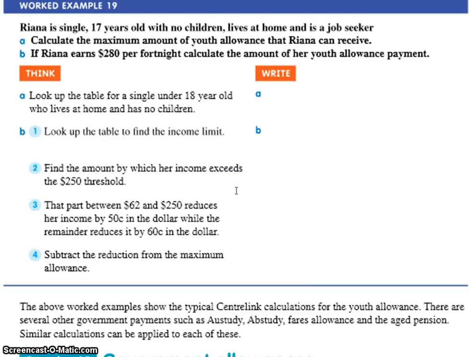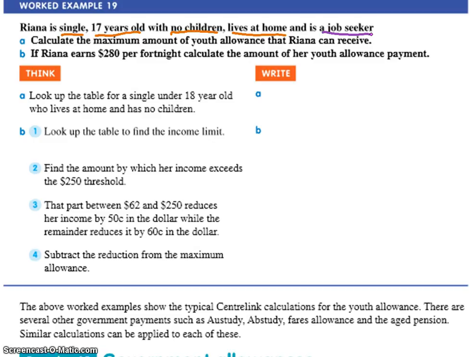In this particular example, we've got Rihanna, and same sort of deal. Now, she's still, or this one is single. Single, 17 years old, no children, lives at home, and is a seeker of job. Okay. So they're the important bits at the moment.